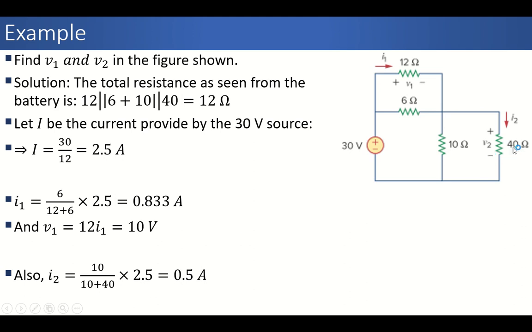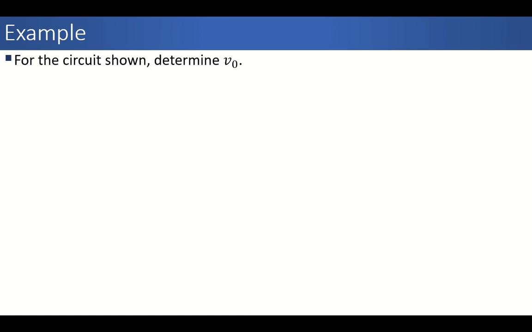So now finally we can easily find V2. V2 will be equal to 40 multiplied by I2, so 40 multiplied by 0.5. This will obviously be 20 volts. So using this series-parallel technique, we can easily find the current and voltage, especially in parallel or series resistances.